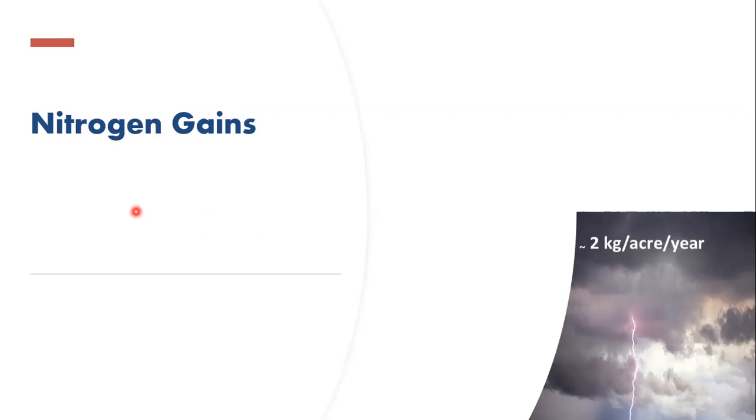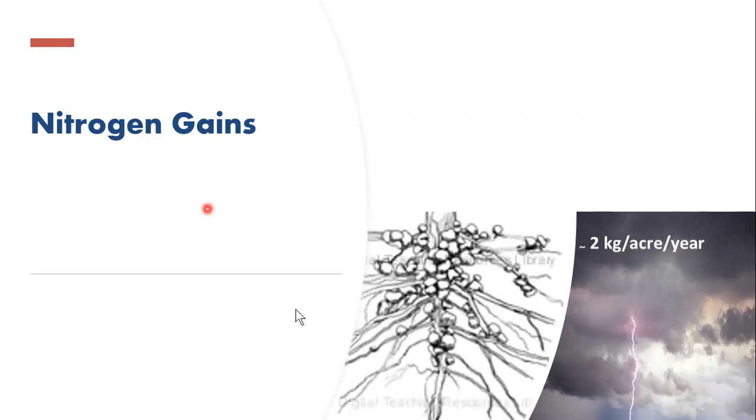So coming toward the nitrogen gains, we have, of course, the biological nitrogen fixation. We have another factor, or gain of nitrogen from the atmosphere, when there is lightning. So lightning can break the nitrogen bond N2, and then this N2 is converted into inorganic form, and then along with water, that is added to the soil. So this is around about 2 kilogram per acre per year on average. But it depends on the frequency of lightning in that area. So there are two gains.